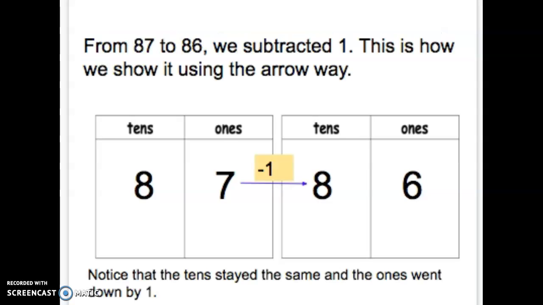From 87 to 86, we subtracted 1. This is how we show it using the arrow way. 87 subtract 1 gives us 86.